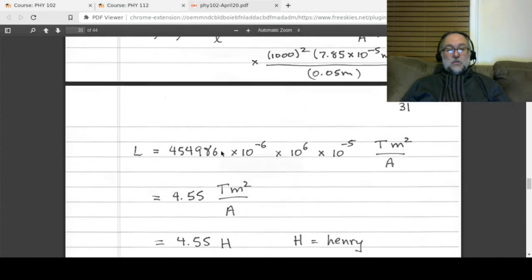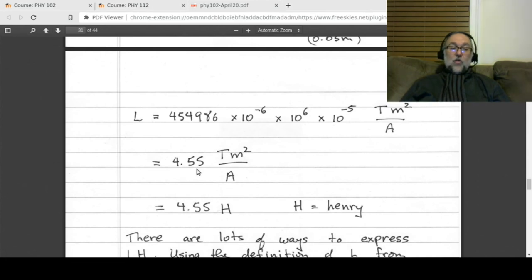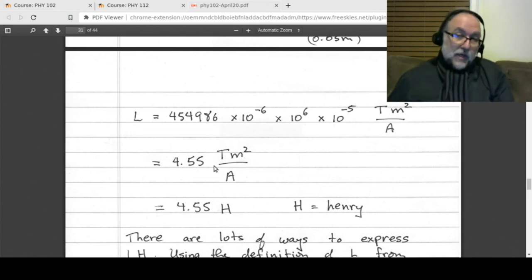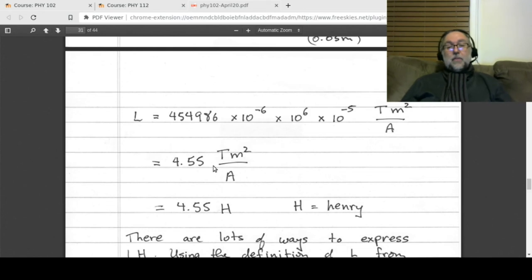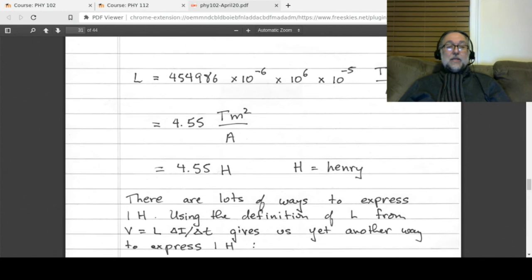And it works out to 4.55 tesla meters squared per amp. And you go, what the heck is a tesla meter squared per amp? Well, we could live with that unit. It's a measure of inductance. But because one of the physicists that worked on this was called Henry, we call it a Henry. And actually, one Henry is pretty big. It's quite a lot of inductance. But that ferromagnetic material is really what's doing a lot of the enhancing here. And so the inductance of that particular solenoid is 4.55 Henrys.